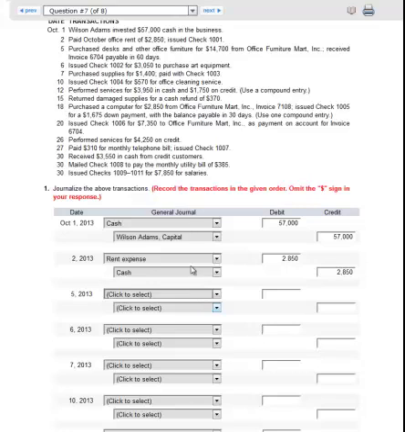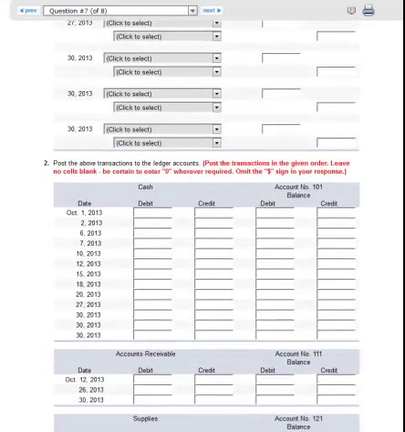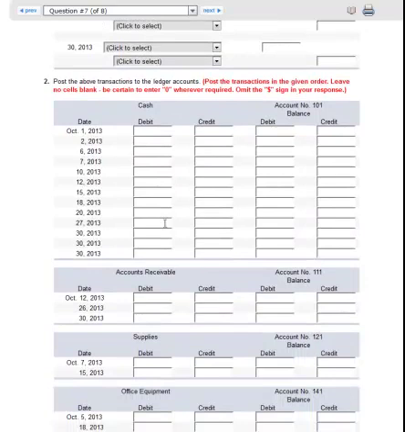Say that I record all my transactions in my journal and I'm ready to post to the general ledger. What I'm going to do is go line by line. I'm going to take each line of my general journal and record it in whatever account I recorded it to. This first one is a debit to cash of $57,000, so I'm going to go down to the cash account.